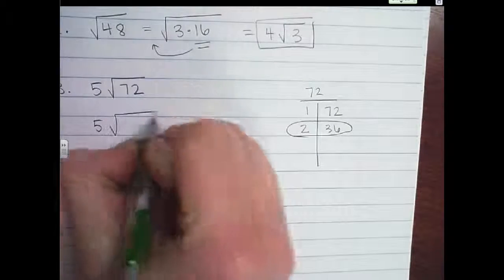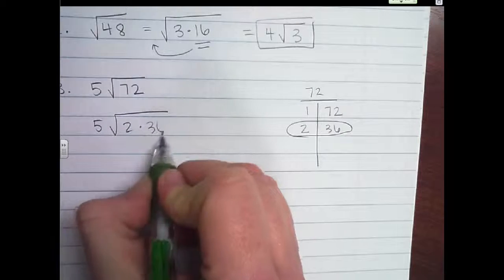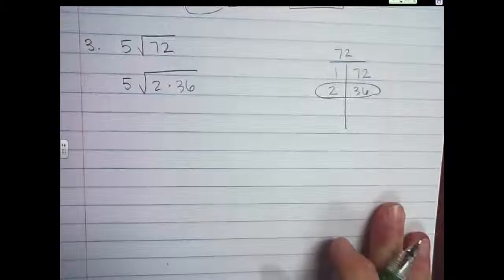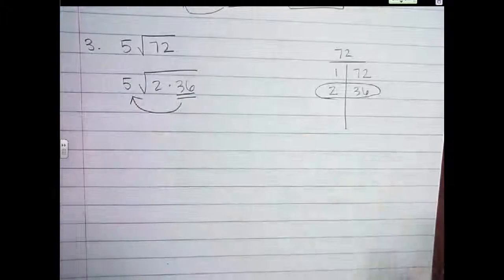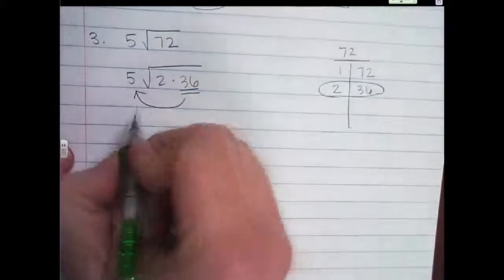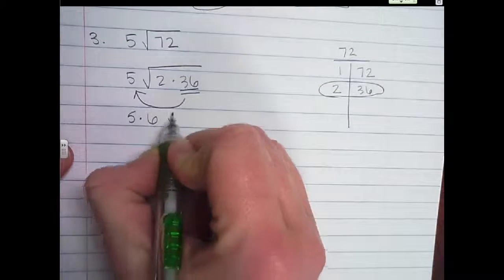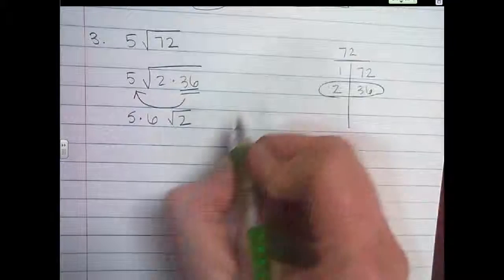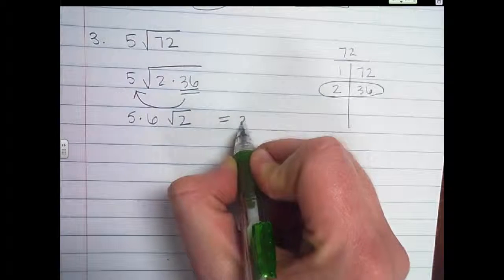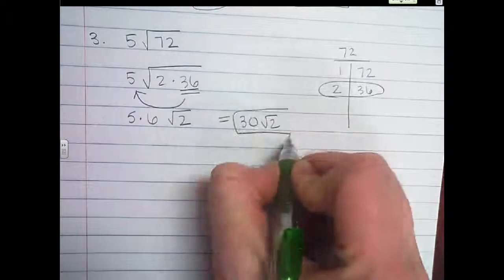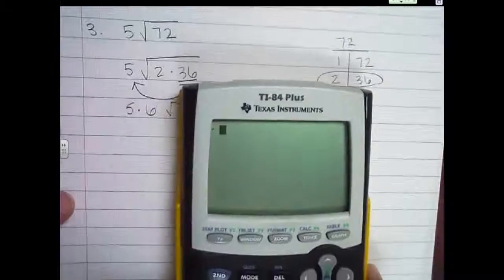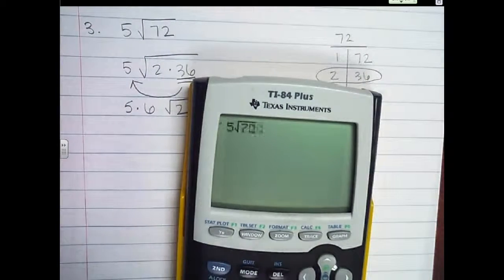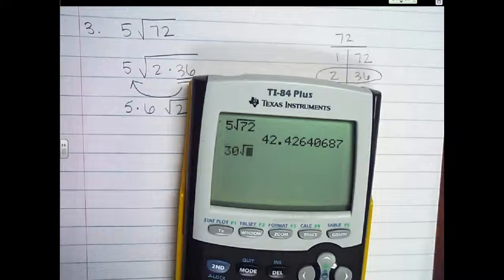I have 5, and then inside here, 2 times 36. What's the square root of 36? 6. What do you think I do with it out here? You multiply it, yes. I'm going to write it so you have it here. 5 times 6. And the 2 stays on the inside. So what's my final answer? 30 square root of 2. Perfect. And so then double check that. 5 square root 72, and then 30 square root 2. So we're good to go.